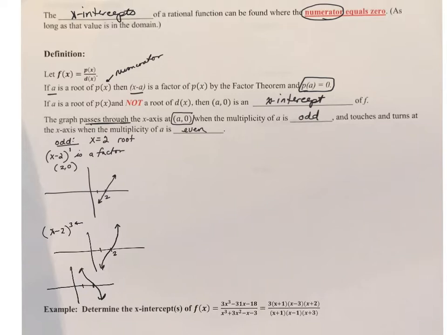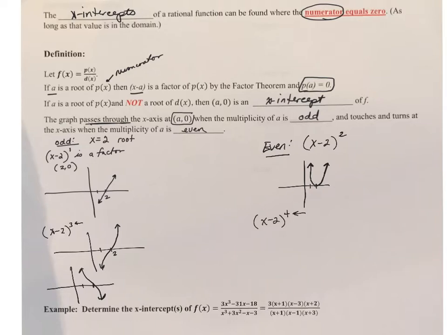Now, in the case of even multiplicities, so let's see, I'm looking for an even multiplicity. So maybe I have something like x minus 2 squared. Then I know this is going to behave like a quadratic. So again, the root is 2. And in this case, the ends are going to go in the same direction because it's even. So it's going to come down, touch the x-axis, and then turn and bounce back, okay? Something like x minus 2 to the 4th.